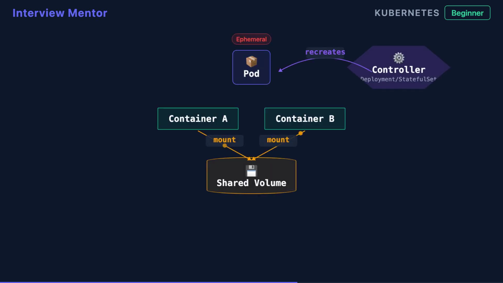Containers in a pod also share storage volumes. You can mount the same volume into multiple containers, making it easy to share files or data. Finally, pods are ephemeral. They're designed to be disposable. Controllers like deployments or stateful sets can recreate pods when they fail or when you update your application. The pod itself is temporary, but the workload continues.